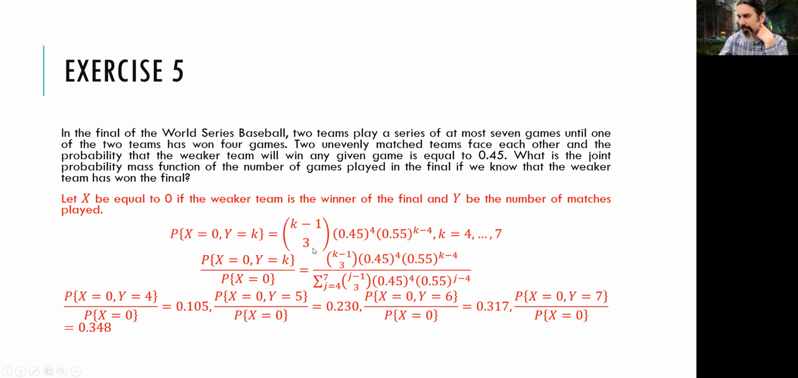So we just put these into the equation, and we get the division of these two values, which is going to give us 4 different values. The PMFs: 0.1 for winning in 4 matches, 0.23 for winning in 5 matches, 0.32 for winning in 6 matches, and 0.35 for winning in 7 matches, which is going to be the PMF of this joint conditional PMF.